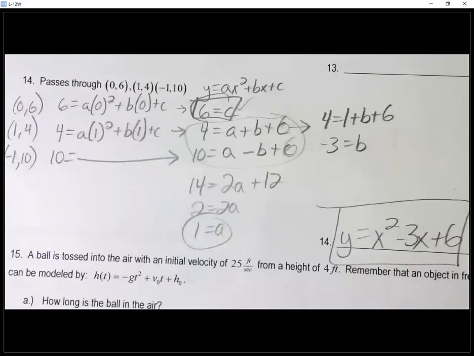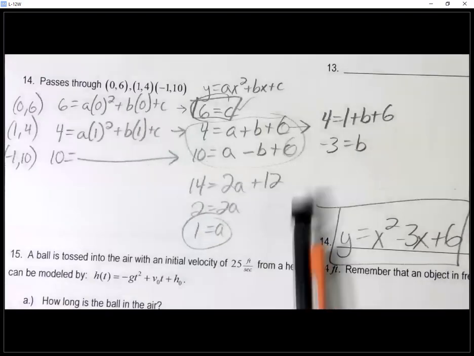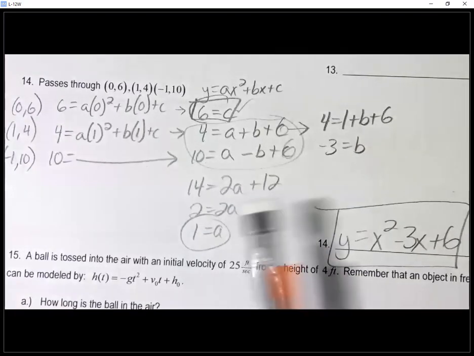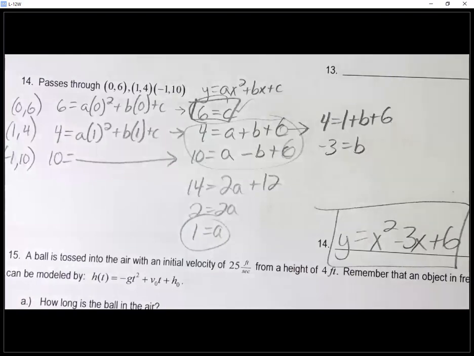I believe there is one problem like this, and I am almost positive that the numbers are all nice. So if you get decimals or fractions, something's not going right.